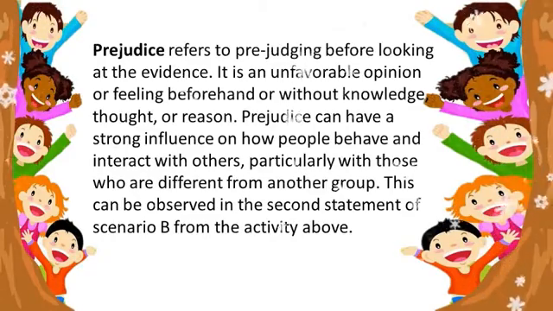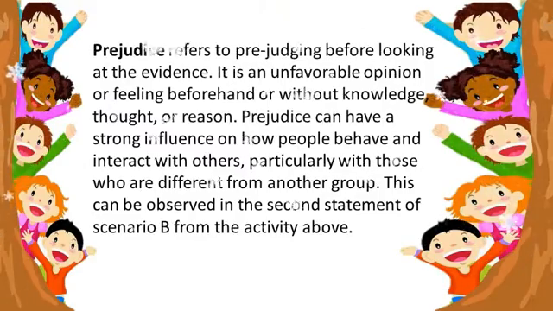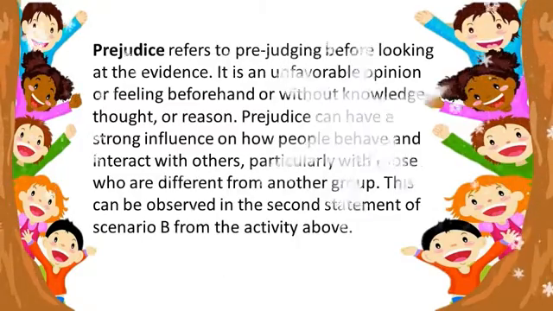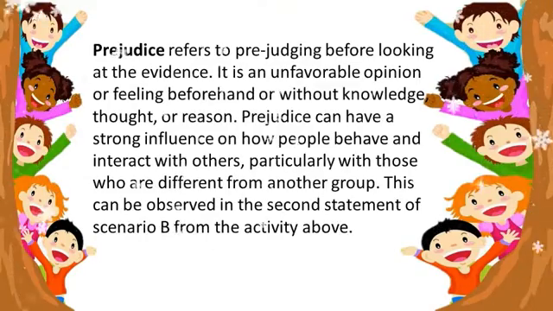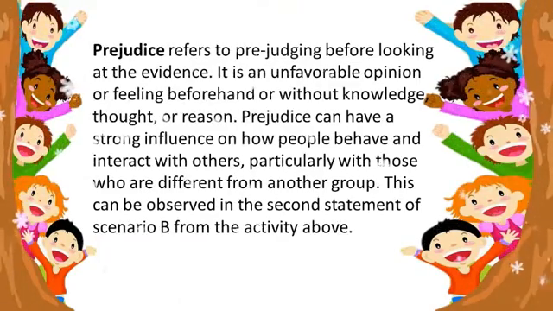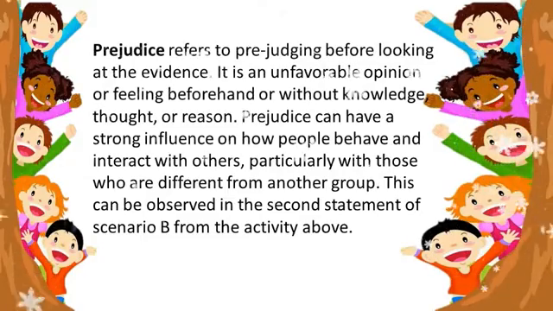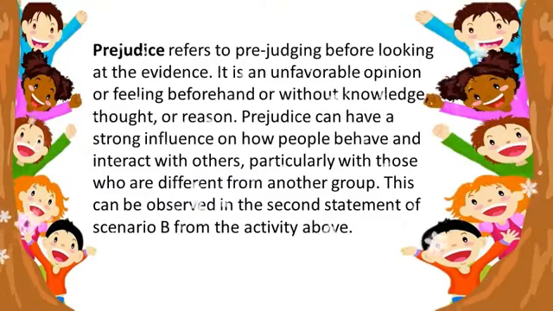Now let's proceed to prejudice. What do you mean by prejudice? Prejudice refers to prejudging before looking at the evidence. So that is bias, no? Meaning the judgment already exists even if the evidence is not finished yet, right? So it's prejudging. It is an unfavorable opinion or feeling beforehand or without knowledge, thought, or reason.